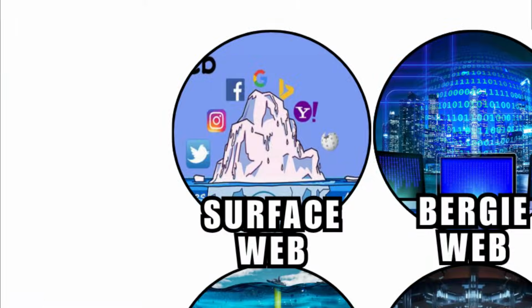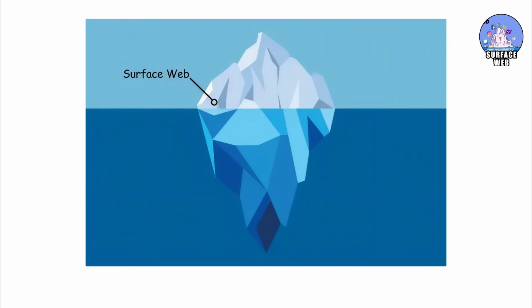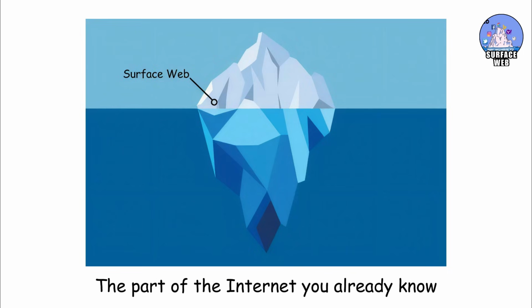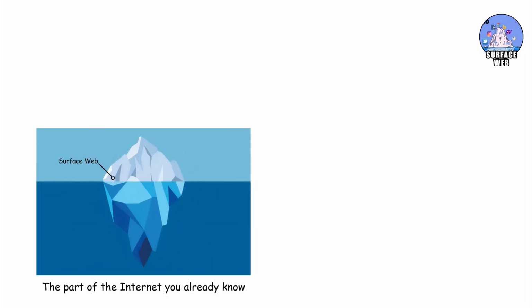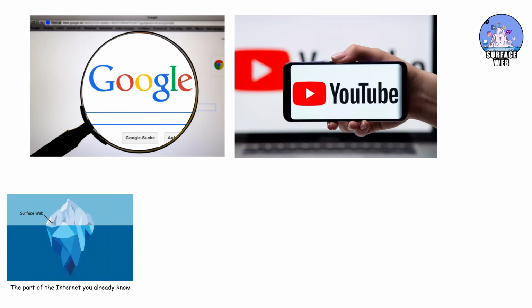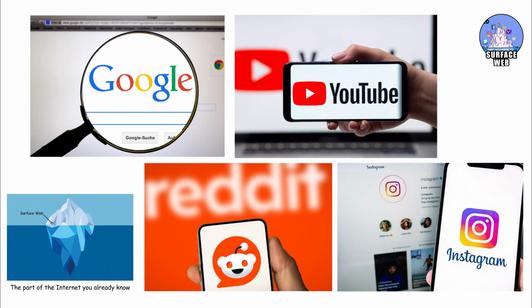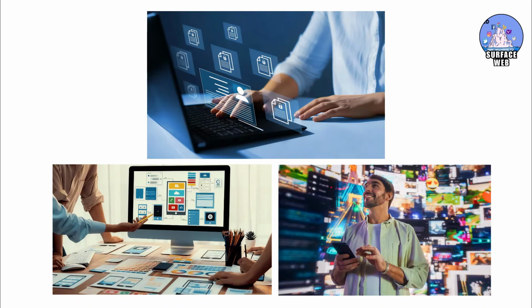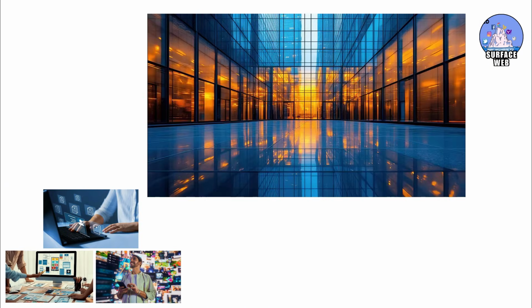The surface web. We begin on the surface, the part of the internet you already know. It's called the surface web, or the visible web, and it's where nearly all of our daily online lives unfold. Google searches, YouTube videos, Instagram posts, Reddit threads, every page you can find through a standard browser exists right here. This level is bright, organized, and familiar.